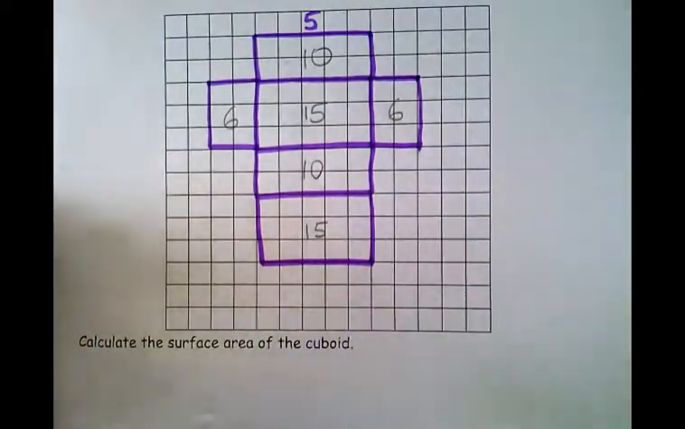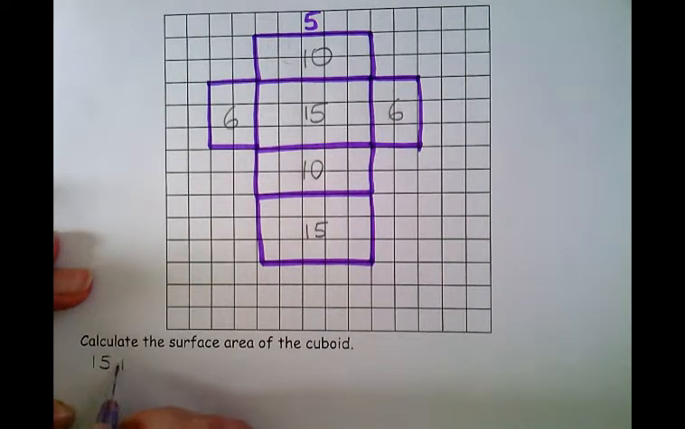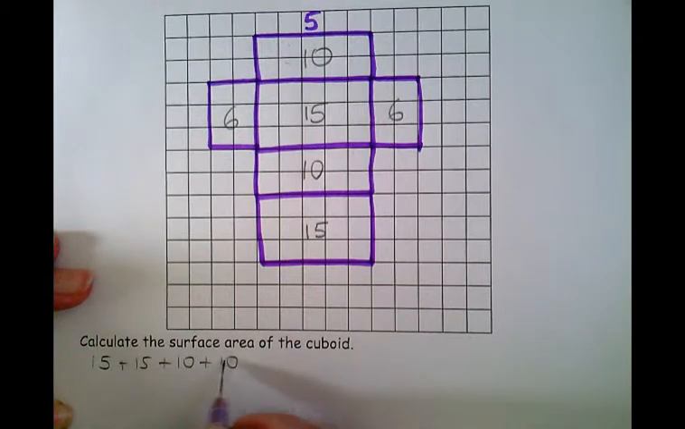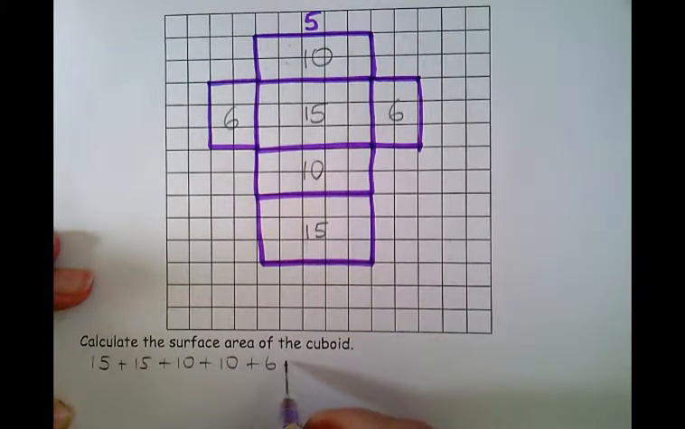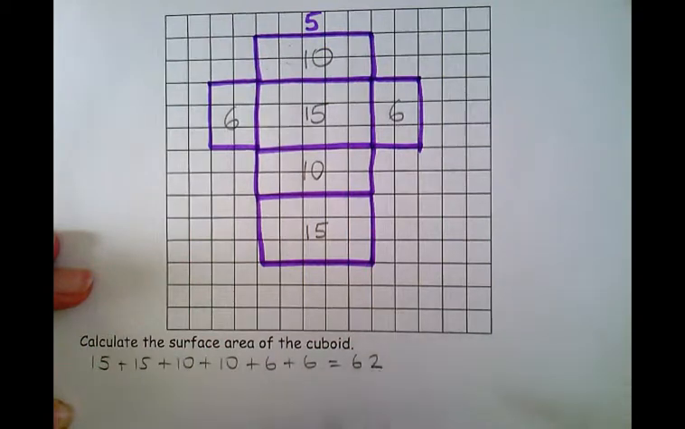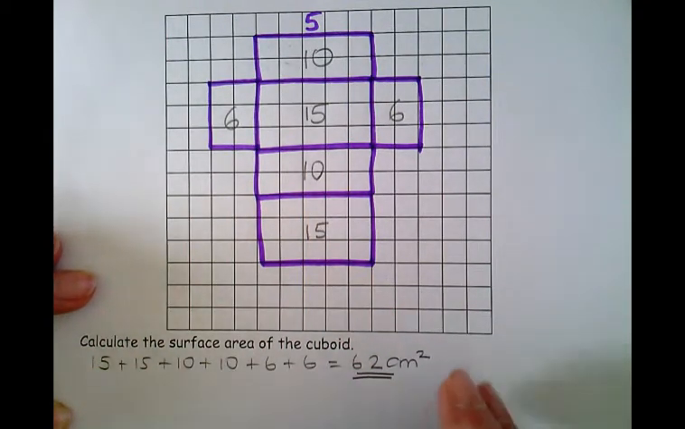So the final answer then would be 15 plus 15 is 30, plus 10 is 40, plus 10 is 50, plus 6 and plus 6 would be another 12, so that brings you up to 62 if I've added that up right. So 30, 40, 50, yep, 62, and this would be centimetres squared because it's a surface area that you've worked out, nothing to do with volume.